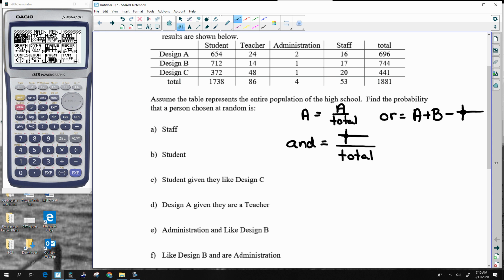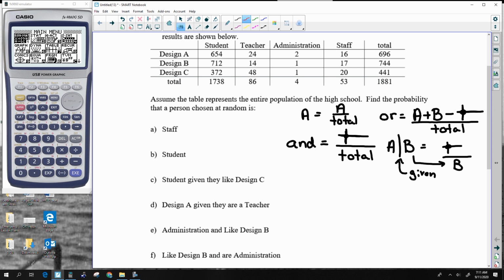And then we have the word given, so it'll be like A given B. Okay, this is the word given. And in that case, instead of, sorry, this should be out of the total. In this case, this is the only one where the total isn't 1,881. In this case, it is whatever comes second, so that is going to be B, and the intersection, the and, is the numerator. So those are your 4 table rules. So let's go ahead and get into it.